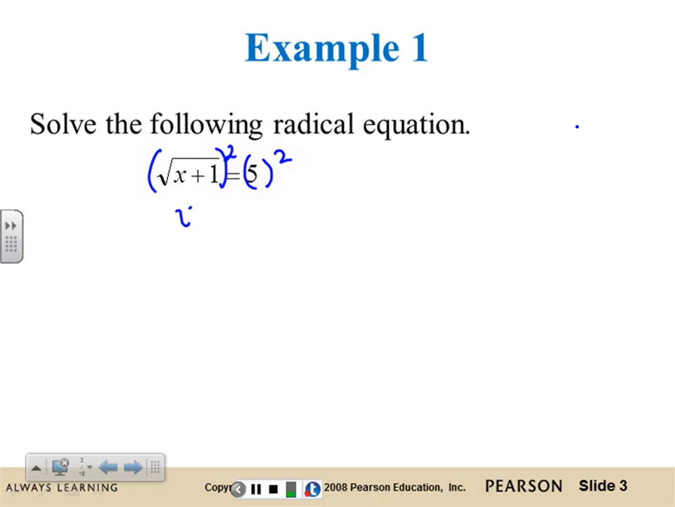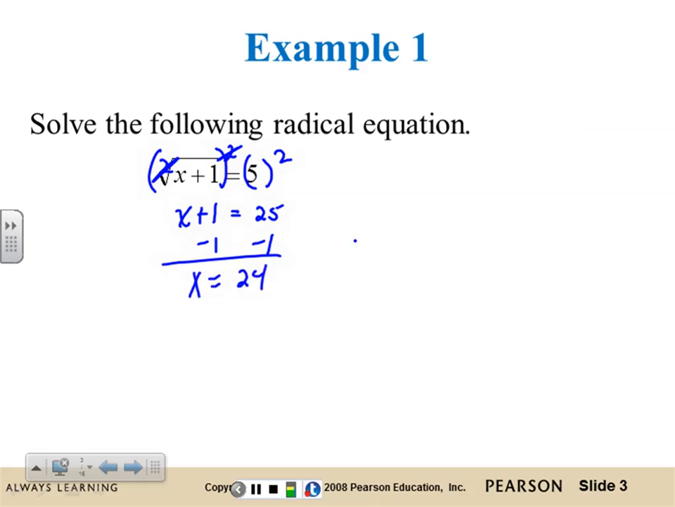And what I'm going to have is x plus 1, because this square cancels out this index of 2, is equal to 5 squared, which is going to be 25. And so now to continue to solve, I'm going to subtract 1 from both sides, and I'm going to get x is equal to 24.